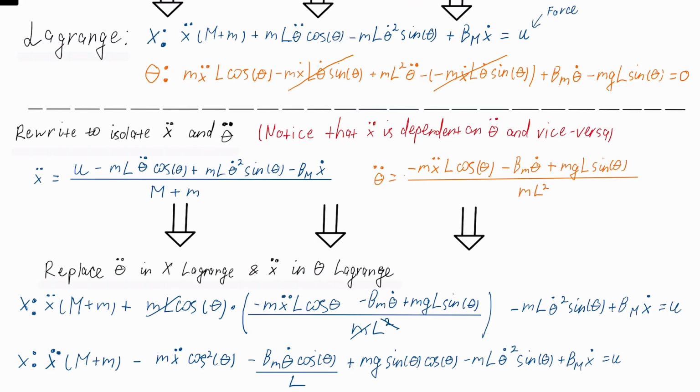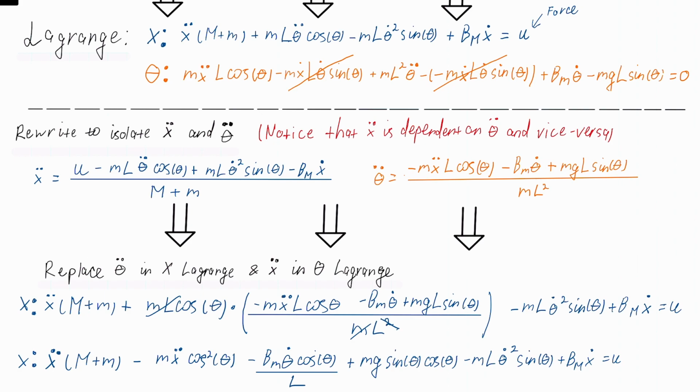Now that we have all the terms, we can put them back into the Lagrange equations. Relative to x, we get ẍ times the sum of masses plus m l θ̈ times cosine θ minus m l θ̇² times sine θ plus b_m ẋ, all equal to u, which is the force applied to the cart. Relative to theta, we get m ẍ L times cosine θ plus m l² θ̈ plus b_m θ̇ minus m g l times sine of θ, all equal to 0, since no force is directly applied to the pendulum arm.